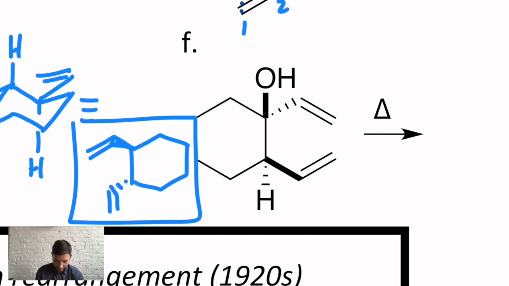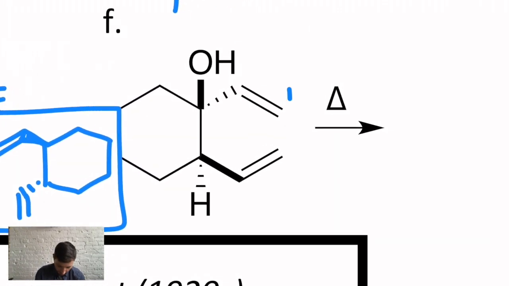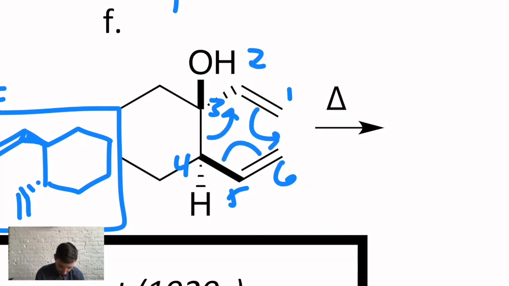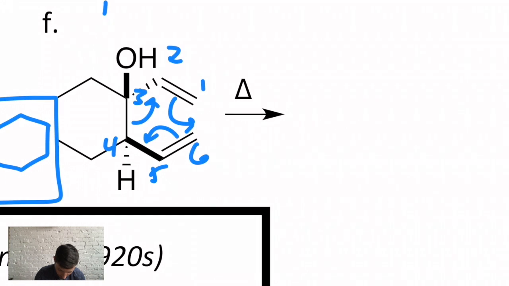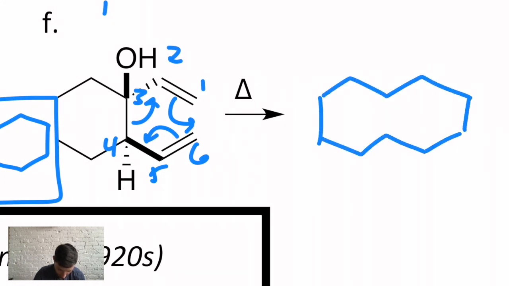Okay, one more. Let's number it. 1, 2, 3, 4, 5, and 6. I form a bond between 1 and 6. I break 3 and 4. And then 5 and 6 rearrange. I can tell I'm going to get an enol here. So I'm actually going to just draw it constitutionally without the chair transition state, because I would get an enol here. Let me just undo that and, well, let me keep it and then we'll show the tautomerization.